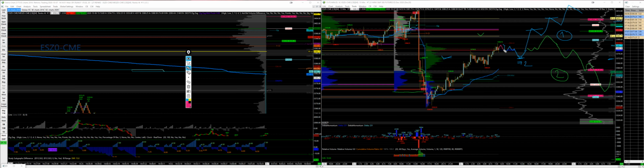So brief, tag lower, impulsive move up to the VPOC, and then to the scene of the crime. That's my scenario 3. Scenario 4 is the same, but in the opposite direction. So we've had our impulse, push, pullback, continuation.